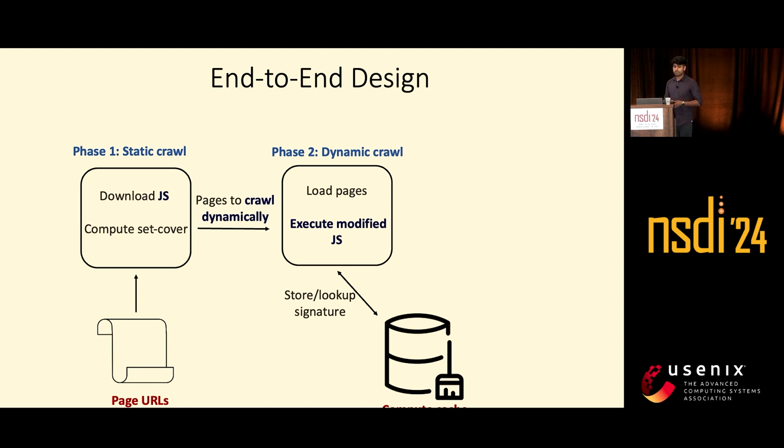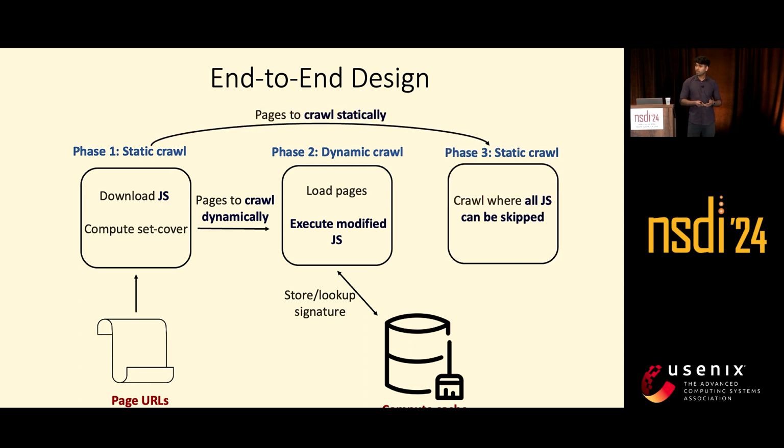Once it is done with that subset, it moves on to phase 3, where it statically crawls all the remaining pages, essentially without a browser, by leveraging that cache. And clearly on some of these pages, you can incur some kind of a cache miss. And therefore, you end up offloading those pages to phase 4, which is again a browser-based crawl.